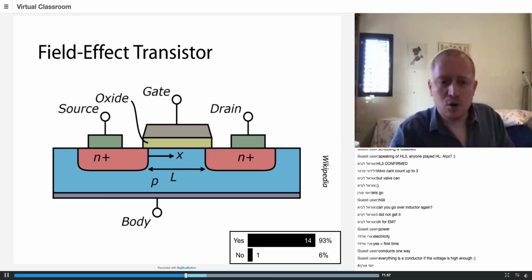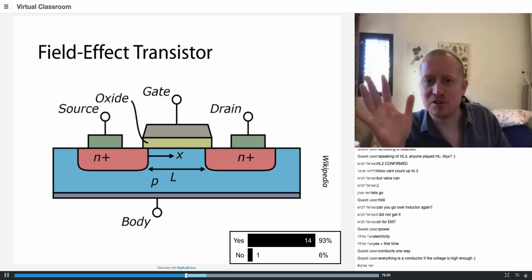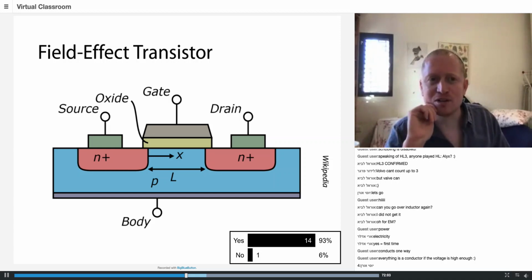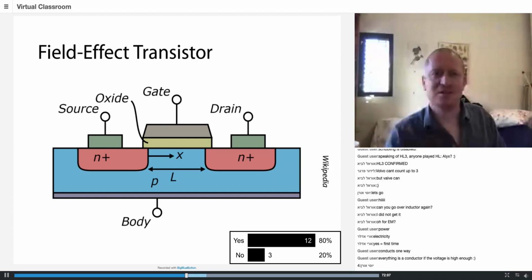So who is hearing this for the first time, the story about the electrons and the borons and the photons and the neutrons? Okay, great. So nobody can tell me if I'm getting it wrong.